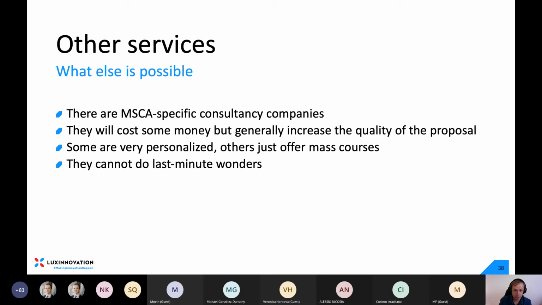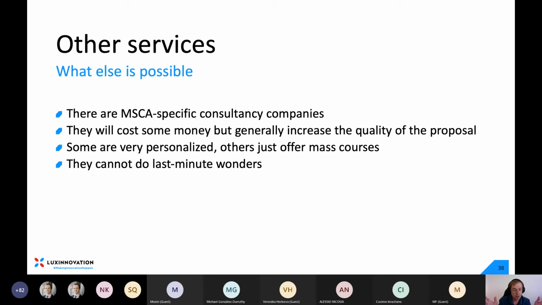There are other services possible. There are, for example, consultancy companies that are specialized in Marie Curie programs. If you need, I can recommend some. I can send you some names. It's generally never exhaustive because I don't know everything. I cannot tell you to work with this one or that one, because that's something that we legally cannot do. But we can recommend some that we have good experience with.